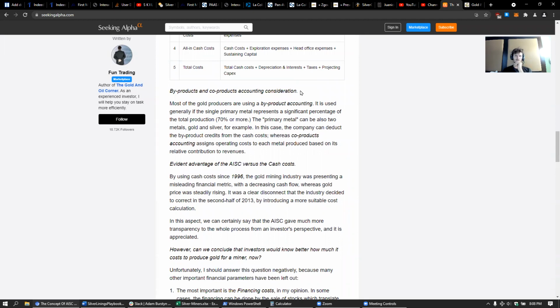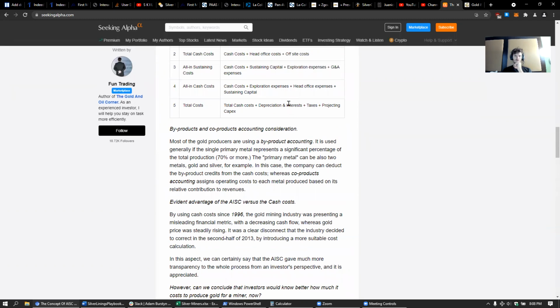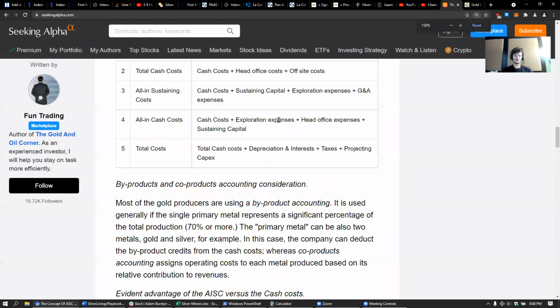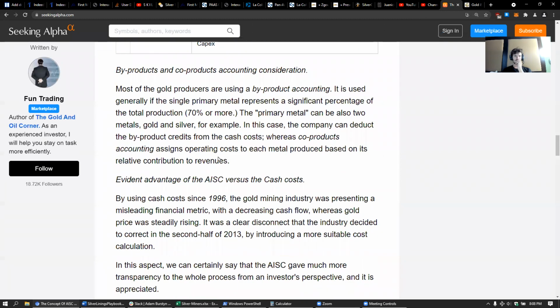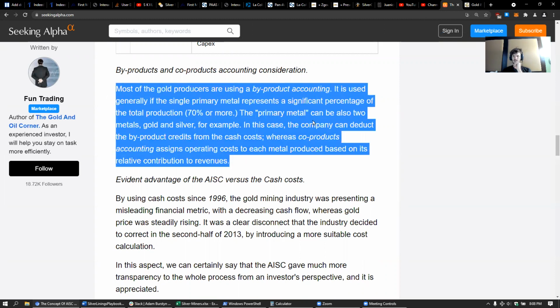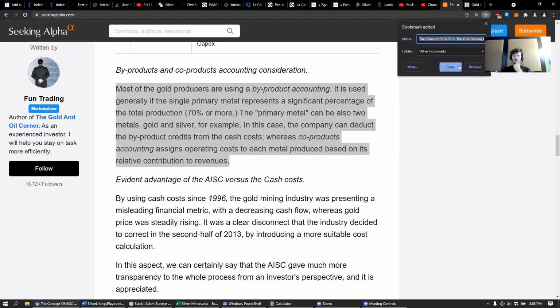In this case, the company can deduct the byproduct credits from the cash costs, whereas co-product accounting assigns operating costs to each metal product based on its relative contribution to revenues. So I'm assuming co-product accounting would be better, right? I need to look into that more, because that's something to look out for.